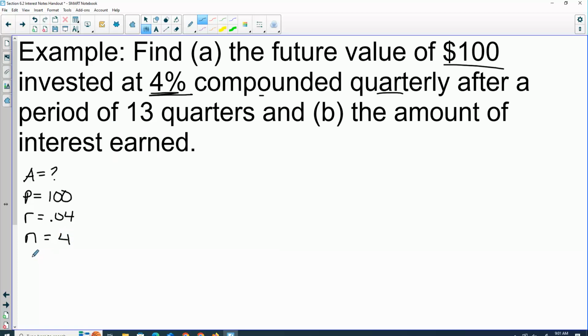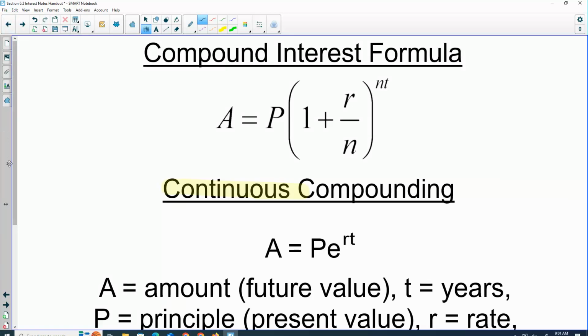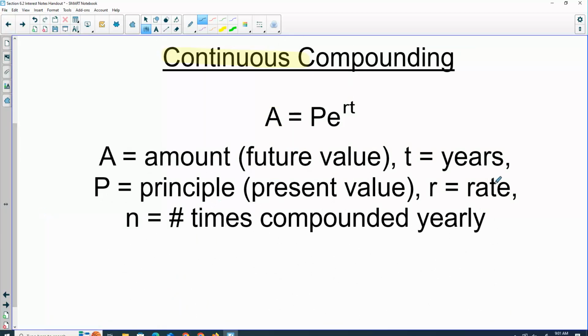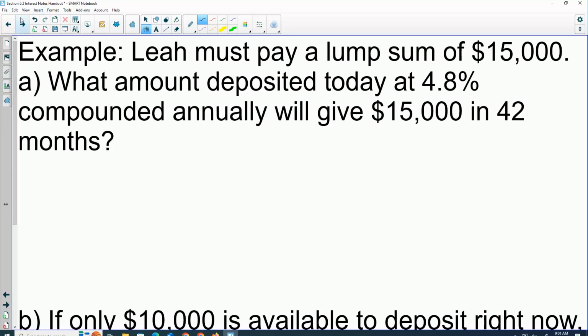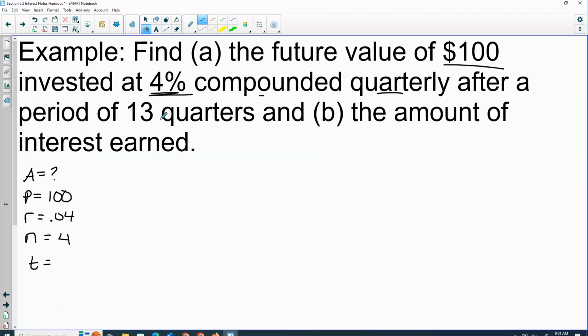After a period of 13 quarters. Okay, here's one thing we need to mention. On this, T has to be in years. I told you we're doing it for 13 quarters. How would I change that into years?